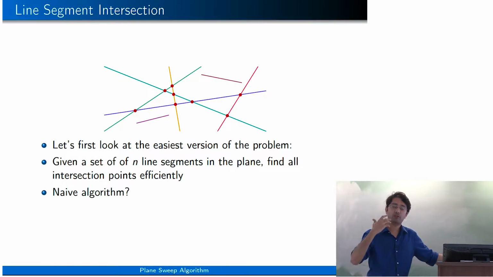or I should say that it is not lines, but line segments. We are given a set of n line segments. Two line segments may intersect or may not intersect, and we would like to calculate all the intersection points of these n line segments. Are we good? Is the problem clear?